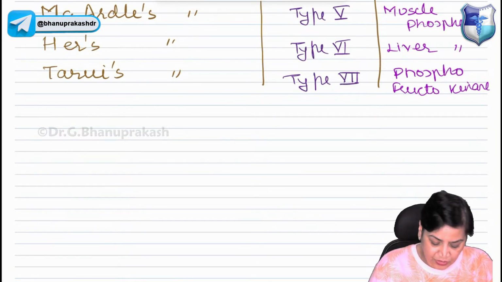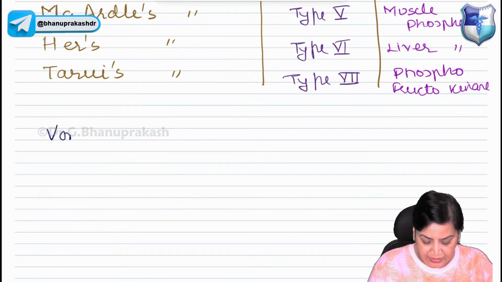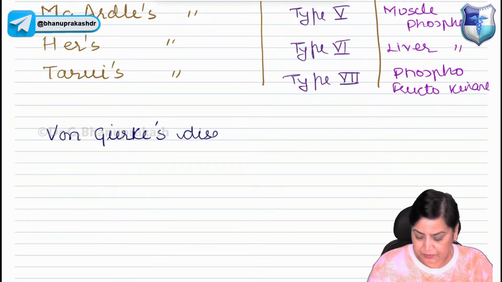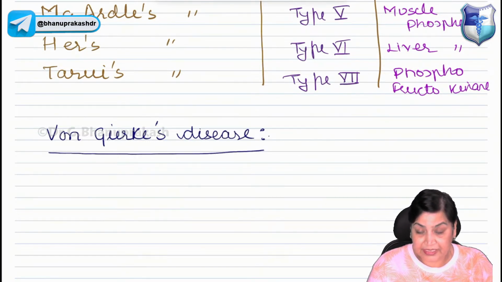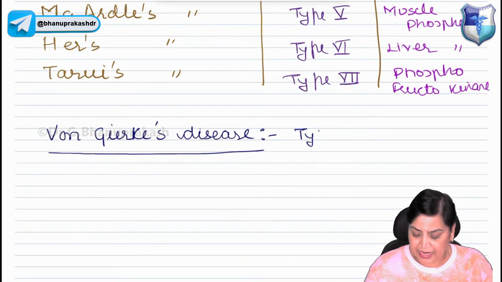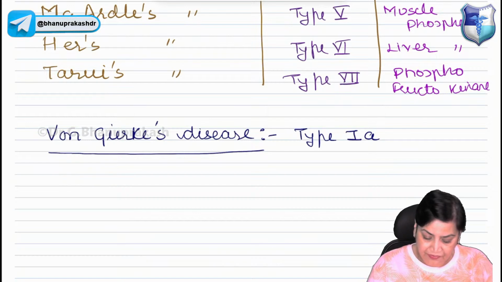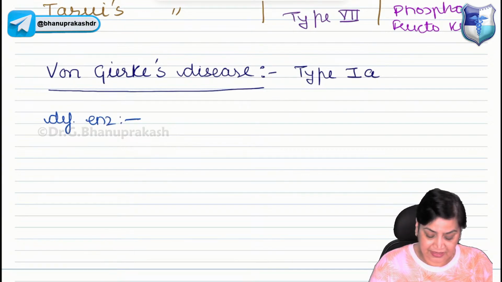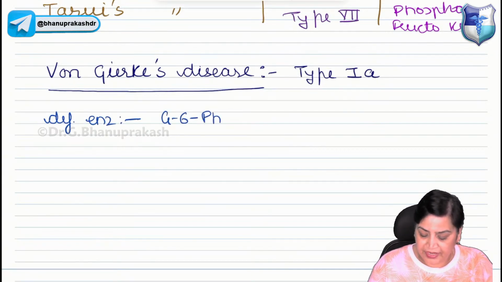Okay, so first of all, we will take up von Gierke's disease. Now see, von Gierke's disease is basically type 1A, right? If we talk about the deficient enzyme here, the deficient enzyme is glucose 6-phosphatase.